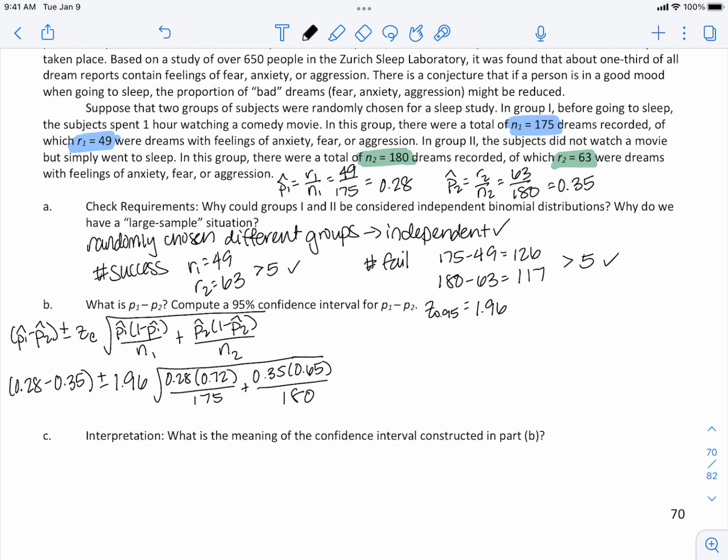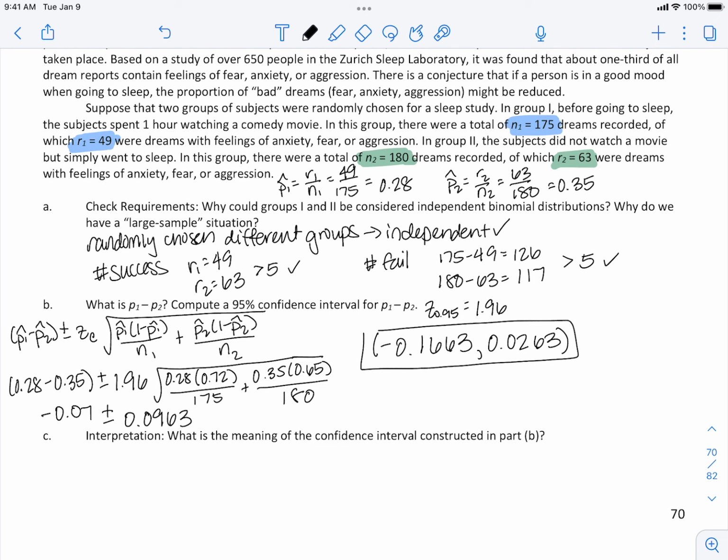All right, our point estimate comes out to be negative 0.07 plus or minus, for this margin of error, we get 0.0963. First we subtract and then we add, so we have negative 0.1663, comma, 0.0263. And what's important to note on this one is that this interval goes from negative to positive.